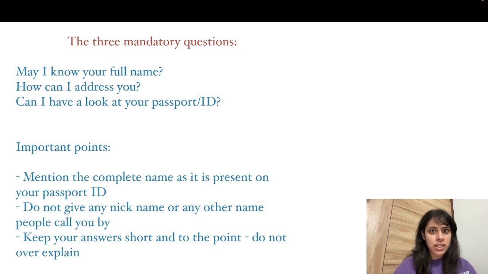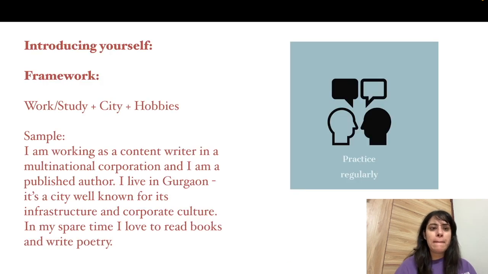Here the examiner is going to ask you the question, and the question can be in different forms. It can be, can you tell me something about yourself? Or can you introduce yourself? Or may I know something about you? So these are the different ways in which the introduction question can be asked. Now let's understand how to introduce yourself. I have a framework here which is definitely going to help you a lot. We start with talking about something related to our work or study. Then we talk about the city where we live, and then we discuss one or two of our hobbies.